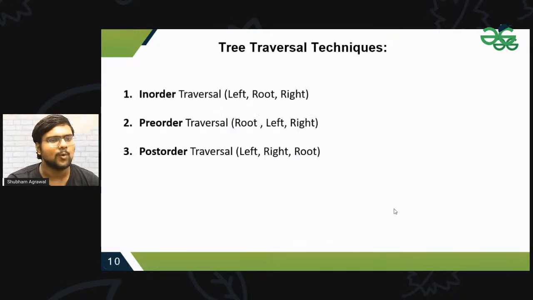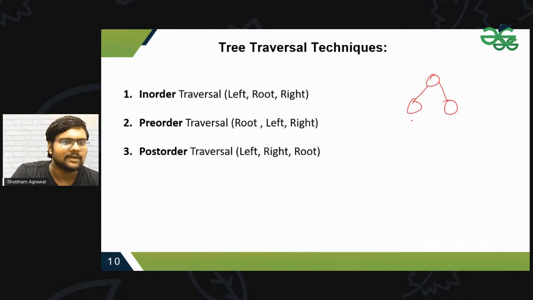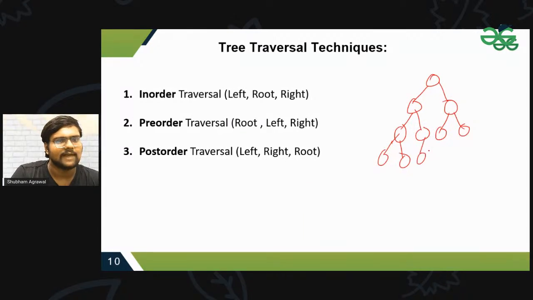Now let's see how we can traverse the tree. If I am given a binary tree, I want to visit every node. How can I do that? For that we have tree traversal techniques. If I have a binary tree something like this and I want to traverse it, I have three techniques: first is in order, second is pre-order, and third is post order.